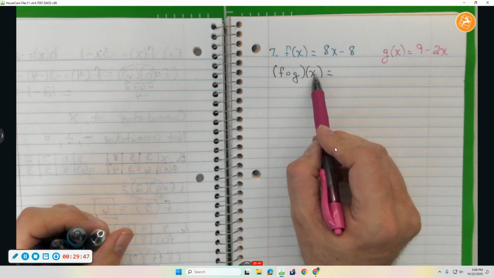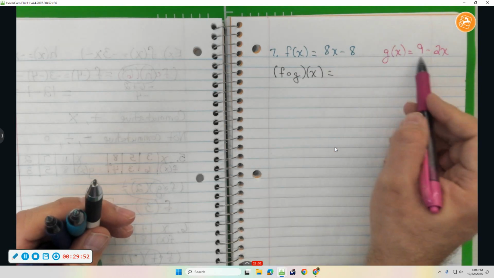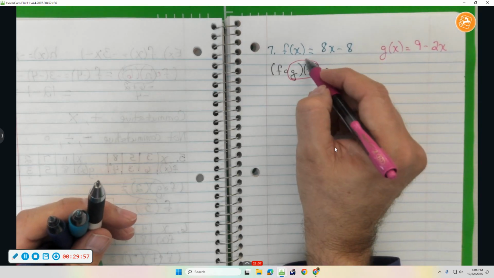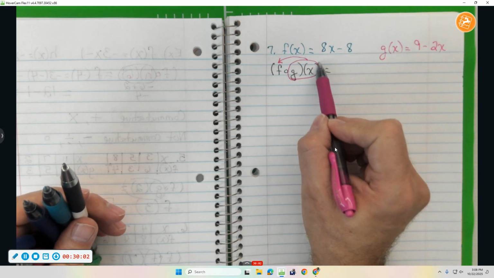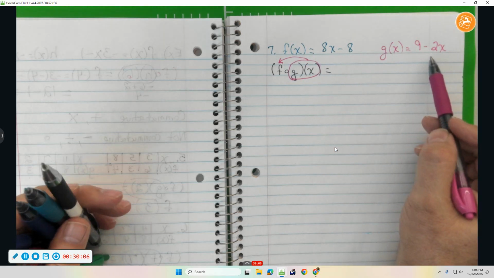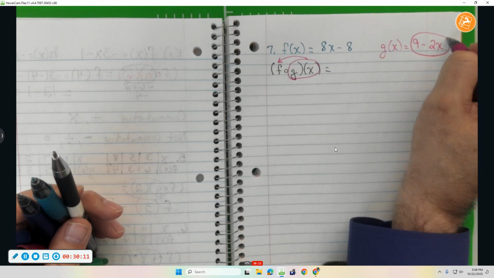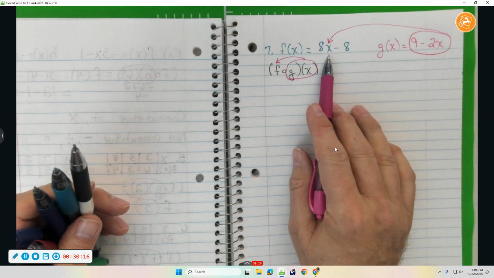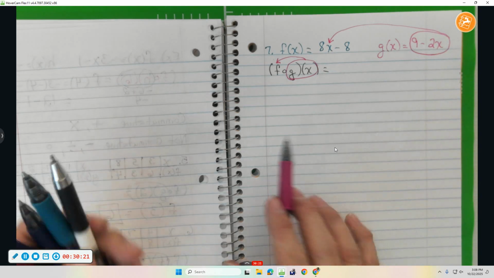There's not a number that you plug in. What this is saying to do is take the function g and plug it into f. You're plugging the function g into f. Let me come back up here, and I'm going to put those same little arrows. I'm going to plug the function g into f. So in place of this blue x, I'm going to put the pink 9 minus 2x.